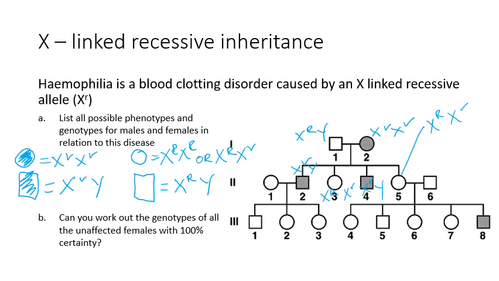Which sort of leads to our next question. Can we work out the genotype of all the unaffected females with 100% certainty? And the answer is pretty simple for an X-linked recessive disorder. Most of the time we can't. And the reason we can't is because the unaffected females have the possibility to have both of these genotypes. And sometimes we're not provided with enough information in a pedigree to be able to make that call accurately.